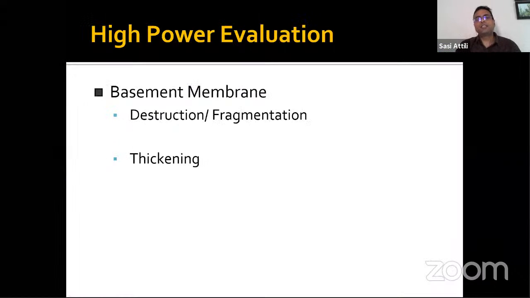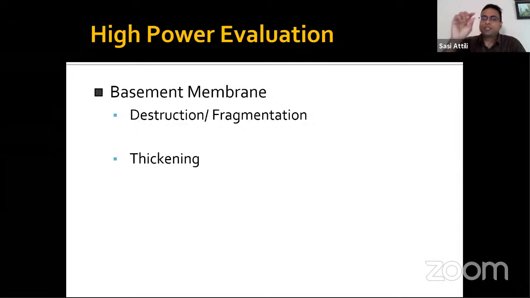All right. So the next feature we evaluate on higher power is the basal membrane. As a rule, the basal membrane is either destroyed or fragmented in most interface dermatoses. This is because the intense inflammation destroys it. Now, remember that the epidermal basal membrane is always trying to regenerate itself. So in some chronic inflammatory dermatoses, when the basal membrane is destroyed, the regenerative process tends to be excessive and produces thickening of the basal membrane.